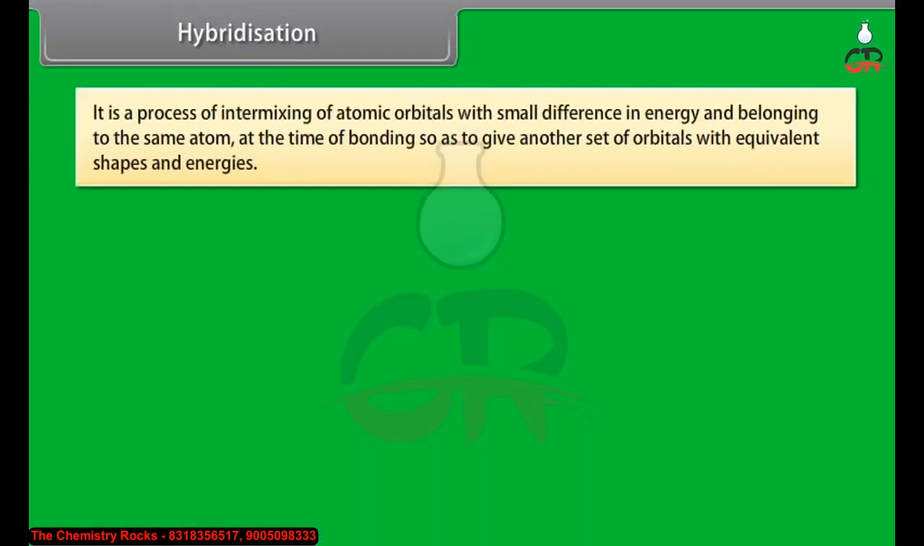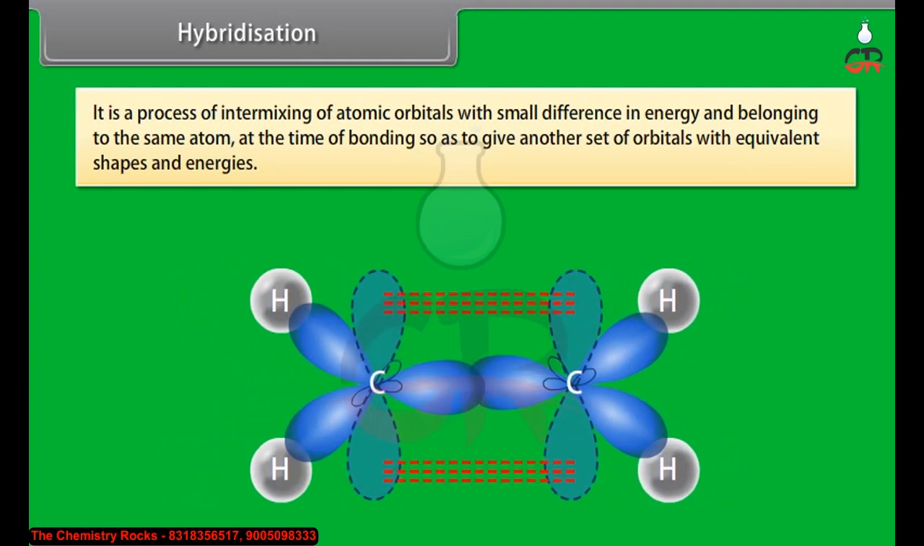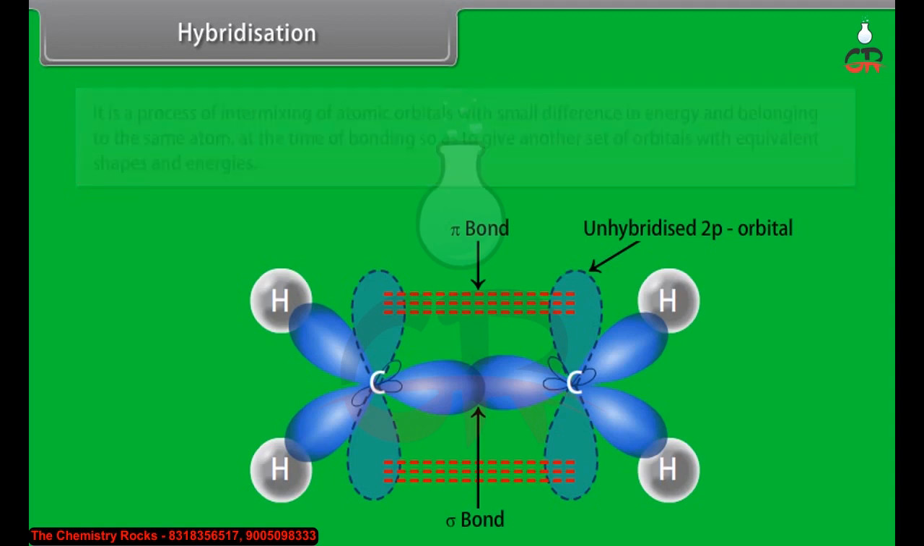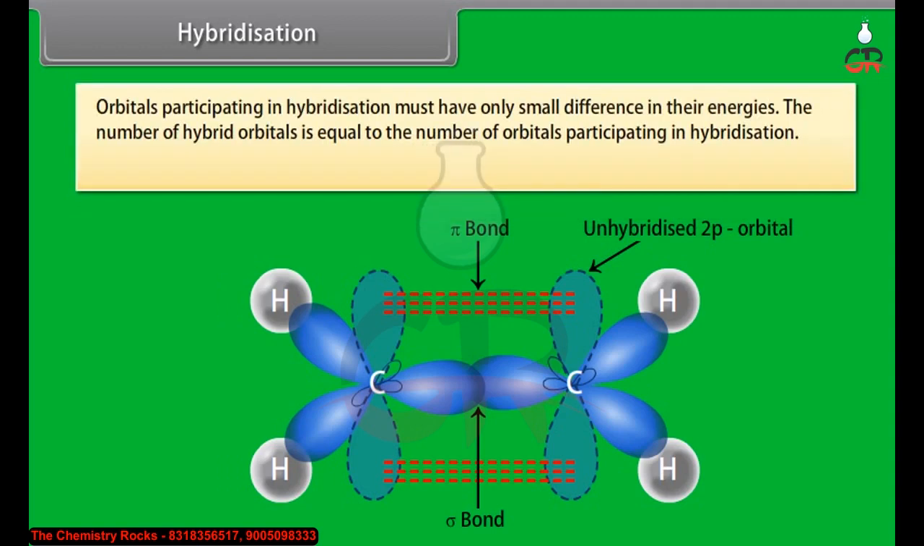Hybridization. It is a process of intermixing of atomic orbitals with small difference in energy and belonging to the same atom at the time of bonding, so as to give another set of orbitals with equivalent shapes and energies. Different types of hybridization depend upon the type of atomic orbitals which are used for intermixing. Orbitals participating in hybridization must have only small difference in their energies.